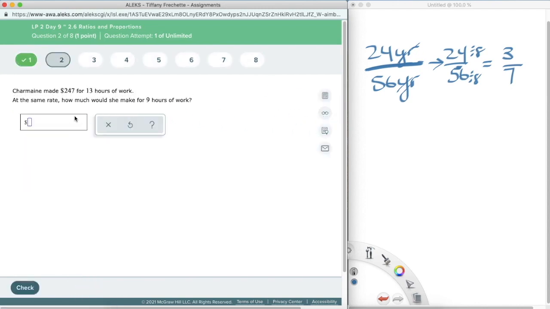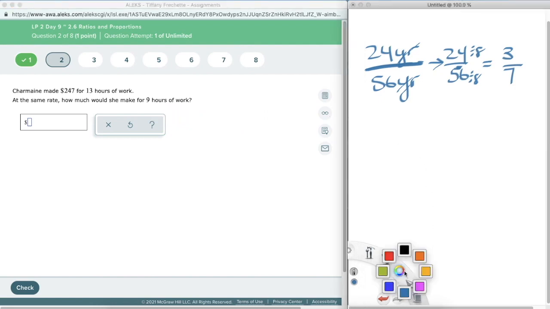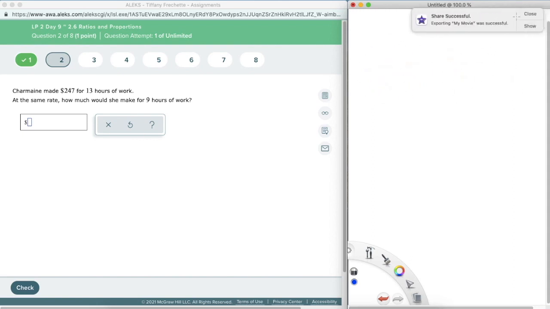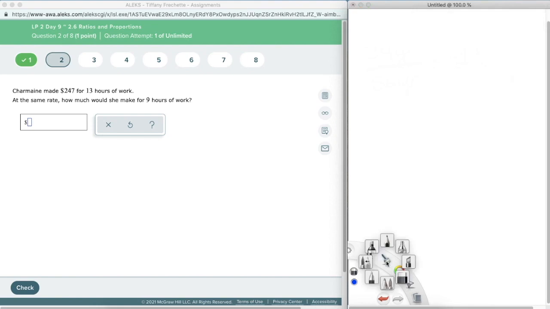Charmaine made $247 for 13 hours of work. At the same rate, how much would she make for 9 hours of work? All right, so we can set up a little proportion here. So they're kind of jumping straight into proportions. So a ratio is just what we were just doing. It's just two numbers being compared in fraction form. So that was a ratio. When we have a proportion, that means we're going to have two ratios equal to each other. So we have a fraction equaling a fraction.